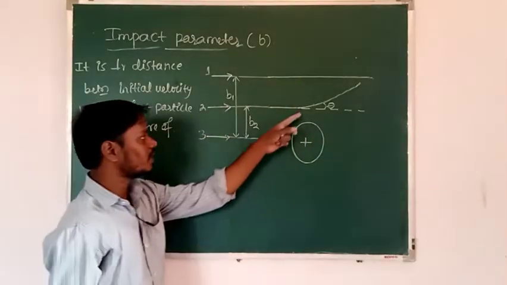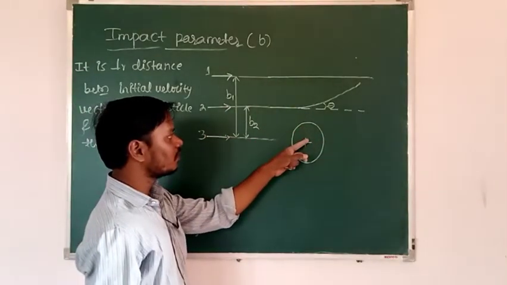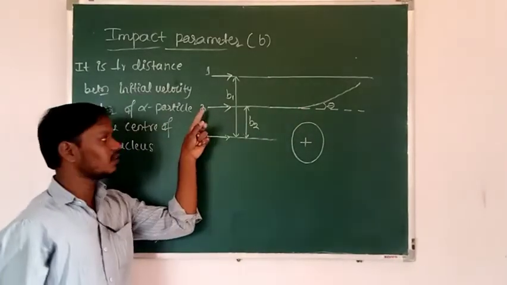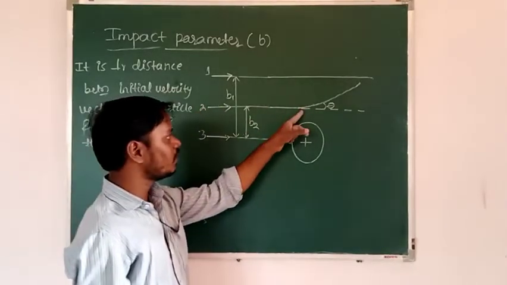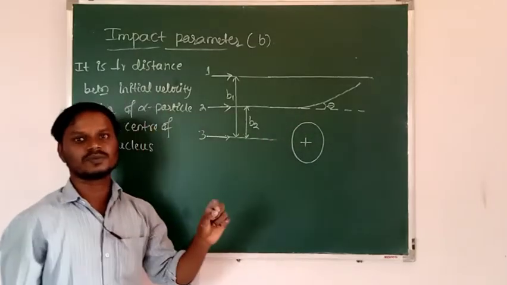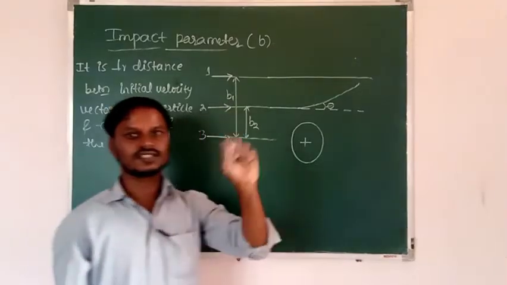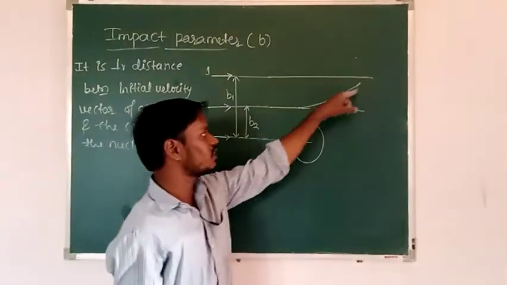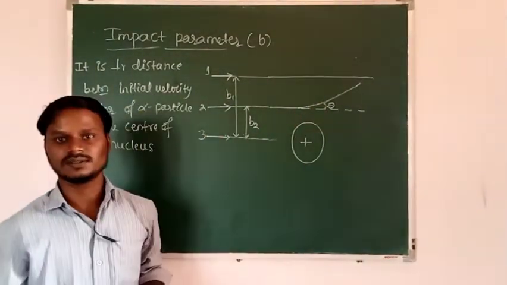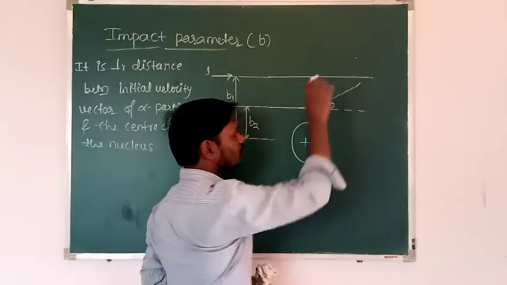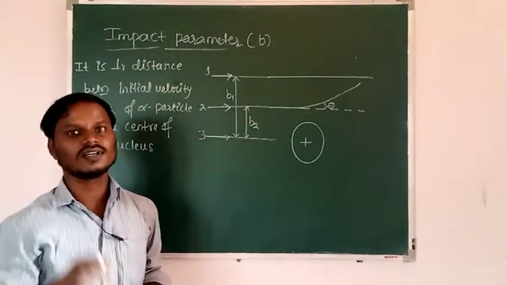Okay. So whenever this alpha particle, the second alpha particle, is near to the nucleus, it will experience the repulsive force, hence it will change its direction of velocity. Okay, so this alpha particle will be scattered through a small angle.